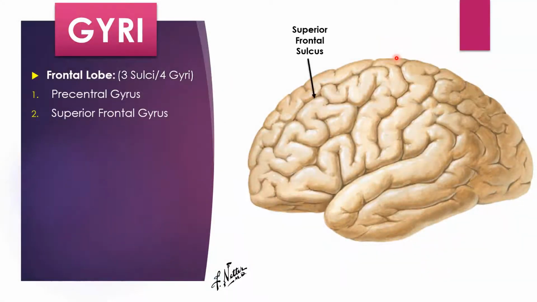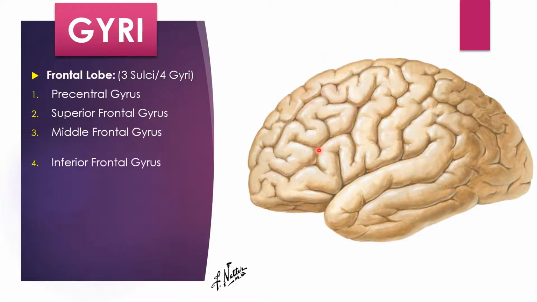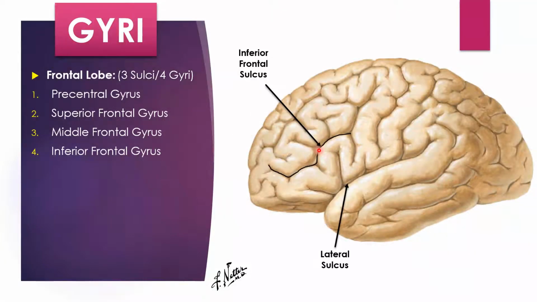Now, the superior frontal gyrus: we know that there is the superior frontal sulcus, and superior to the superior frontal sulcus, there will be the superior frontal gyrus. Between the superior frontal sulcus and the inferior frontal sulcus, there will be the middle frontal gyrus. Between the inferior frontal sulcus and the lateral sulcus of Sylvius, there will be the inferior frontal gyrus.